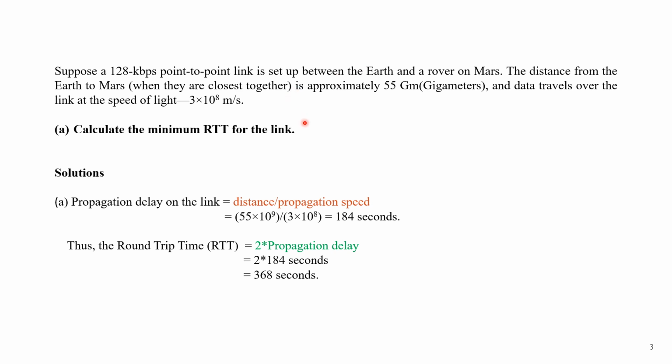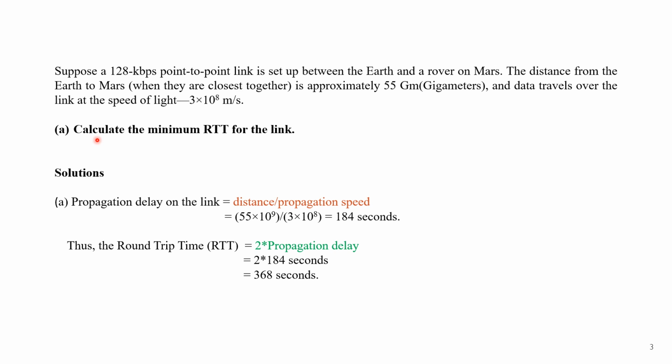And the next information is the speed of light. You can consider the speed of light as the propagation speed. The propagation speed is 3 × 10^8 meters per second. And one more piece of information is given, that is the bandwidth. So what is the bandwidth? The bandwidth is 128 kbps. These are the three pieces of information given in the problem.